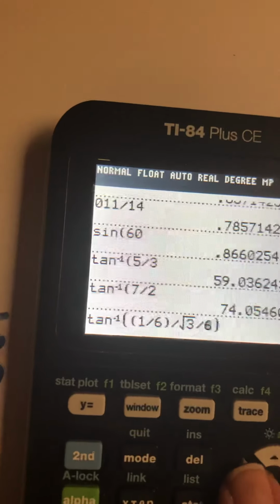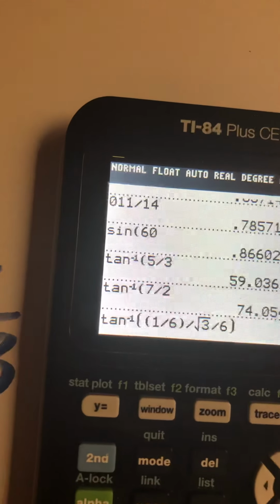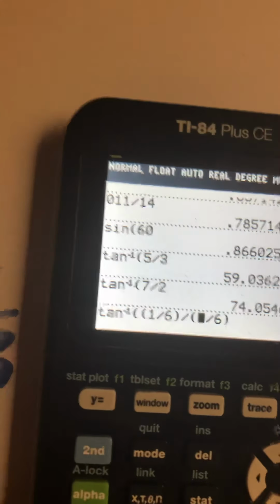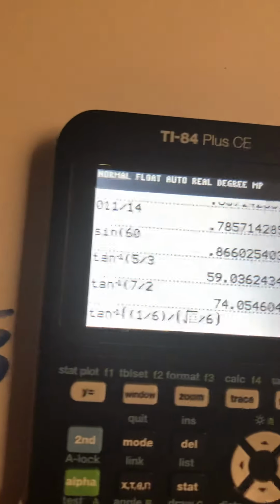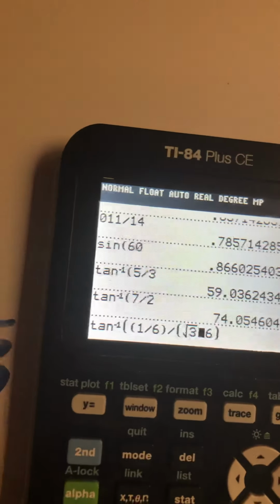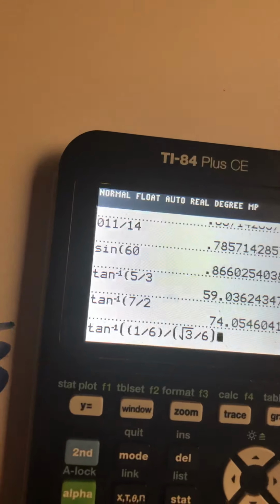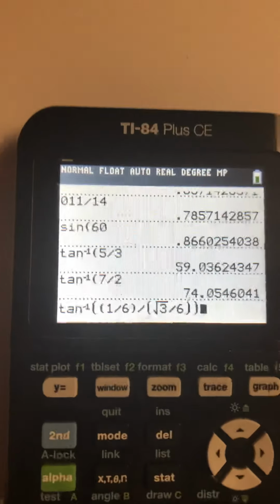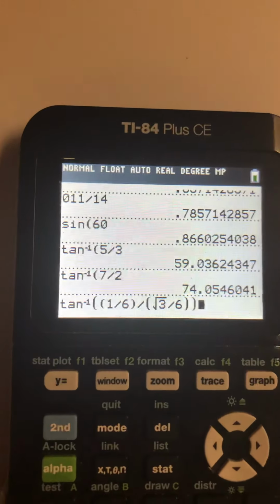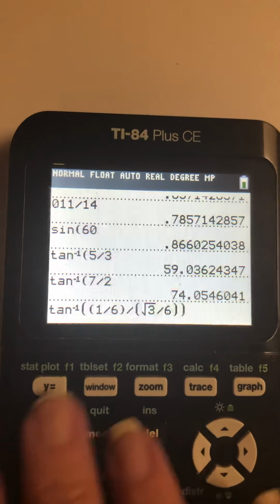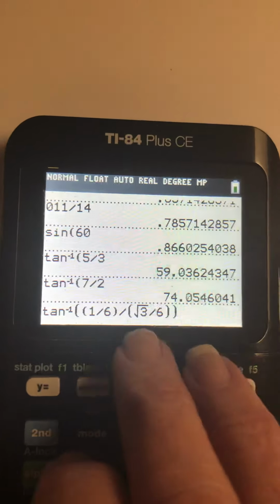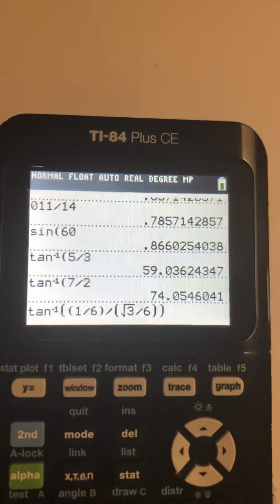Oh, you know what? That's not going to work. We need parentheses around this denominator. Yes, I knew I was leaving something out. I'm glad I sat there and stared at it for a minute because there we go. Now we've got parentheses around the numerator, the 1/6, and the denominator, so that the calculator knows to do this division, then take the inverse tangent. So then your angle is 30.